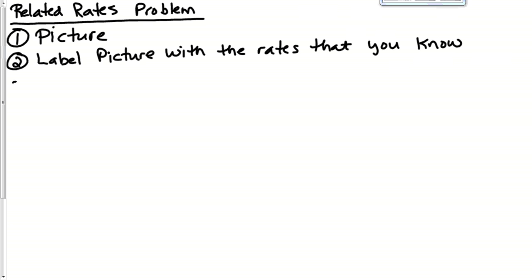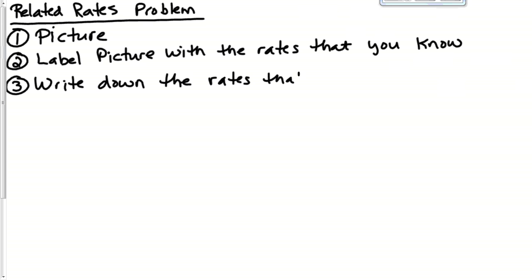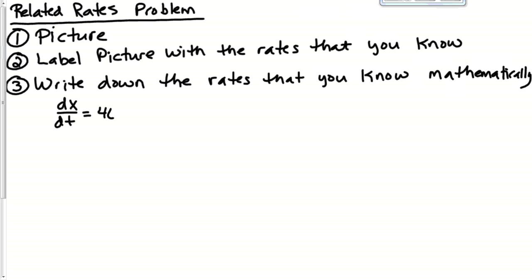The next thing that we need to do is write down the rates that we know. And when we write down those rates that we know, we're going to write them mathematically. Meaning we knew we were talking about speed, but when we wrote them down, we wrote them as a rate of change. So what we did in ours is we wrote dx/dt is equal to 40 feet per second. So that's what I mean by mathematically.